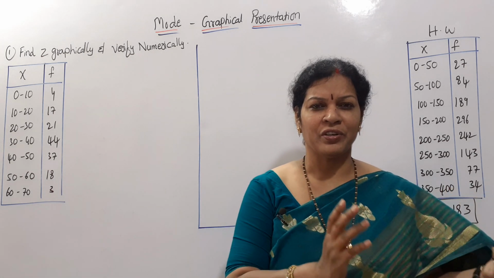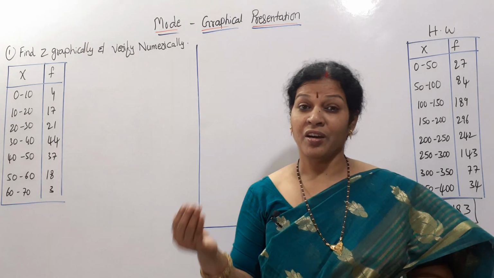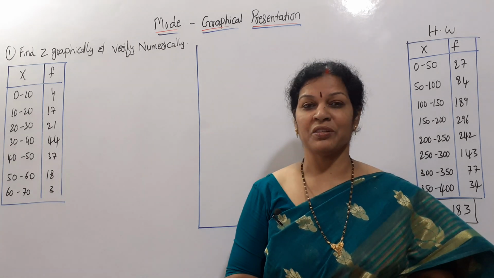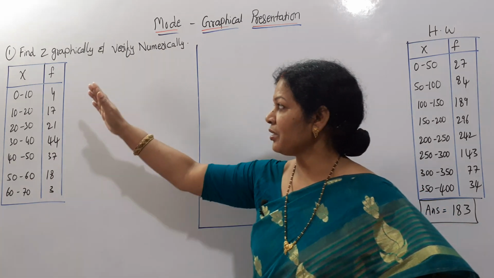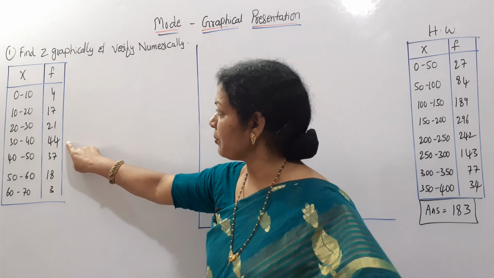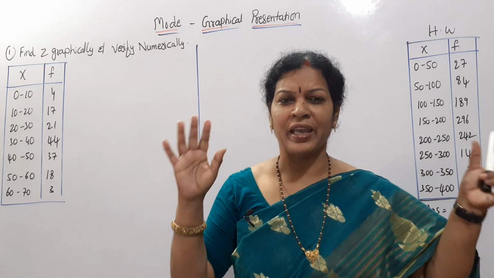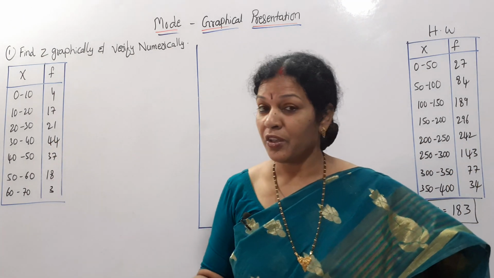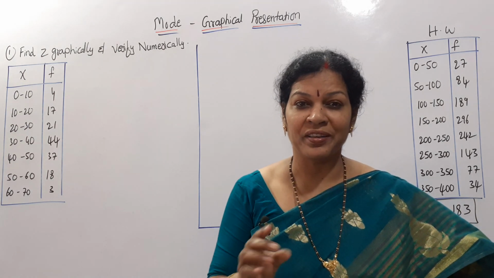You can go for first graphical presentation, then numerical calculation, or numerical calculation and then graphical presentation. I would like to go for first numerical calculation. You know that when data is given like this, we can just, what is the highest number? 44. Next highest number is 21. There is a huge gap between 21 and 44. So we can go by inspection: mode lies in one sentence.